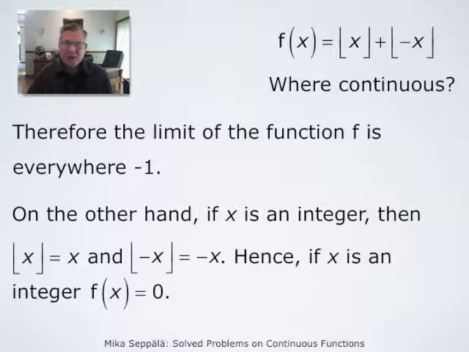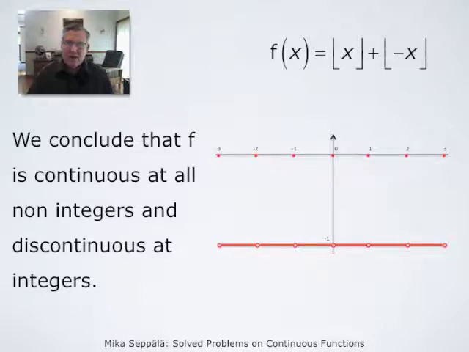This means that the graph of f looks like this red curve. It takes the value negative 1 for all non-integer values of x, and then for integer values of x, the graph jumps to 0. And we conclude that f is continuous at all non-integer points and discontinuous at all integer points.